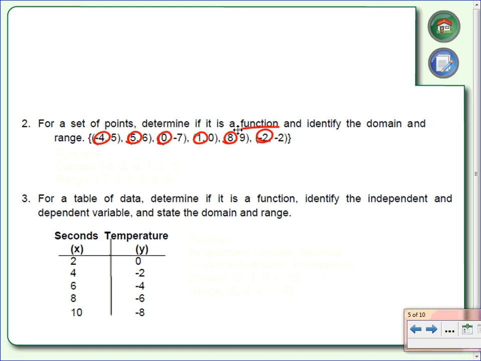But we're not done yet, because they also want to know what's the domain. Well, you remember we said domain is what? The x or the y values? X values. Domain is the x. So what they want me to do is list all of the x's. So we're going to write down -4, 5, 0, 1, 8, and -2. So write those numbers down for them. And they don't need to be in any particular order. We just need to make sure we write them all down. -4, 5, 0, 1, 8, -2.